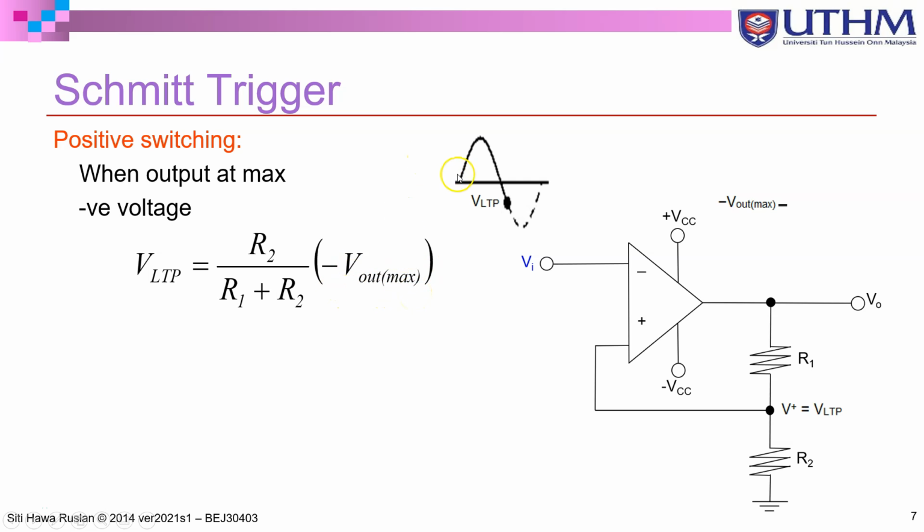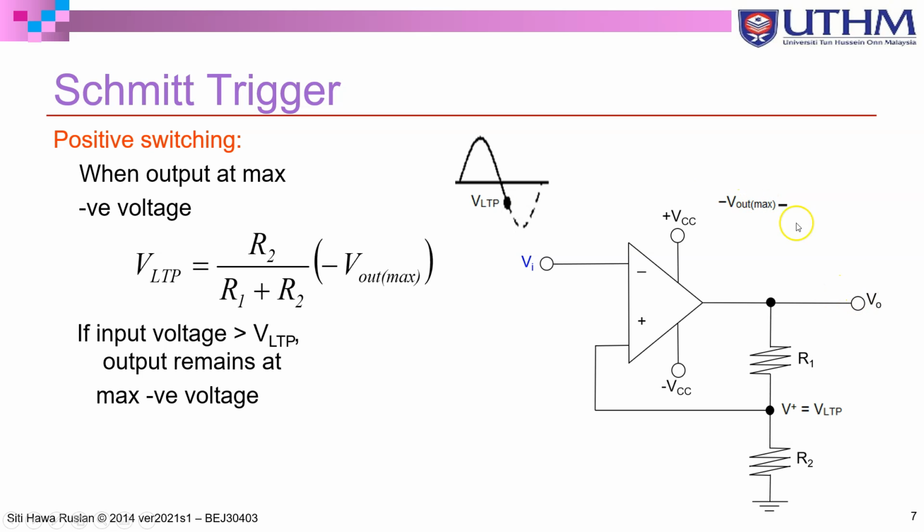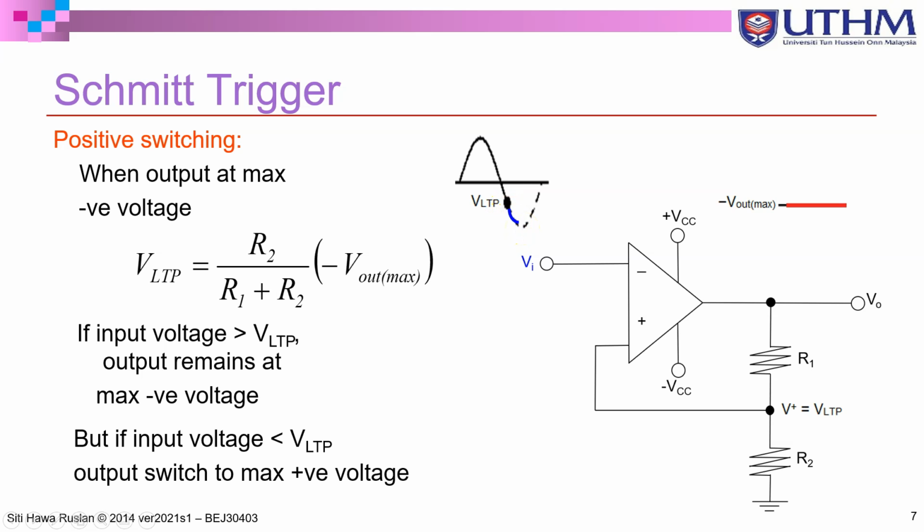So now after your output becomes negative, we are comparing the input to the lower threshold point. As long as your input is greater than the lower threshold point, your output will stay at negative V out max. Nothing will change at the output because your input is greater than lower threshold. Vin is coming to the negative terminal, so output stays at negative value. But once your input is less than the lower threshold point, which is here, we say that V lower threshold point is greater than Vin. V lower threshold comes into the positive terminal, so your output will go to positive V out max.